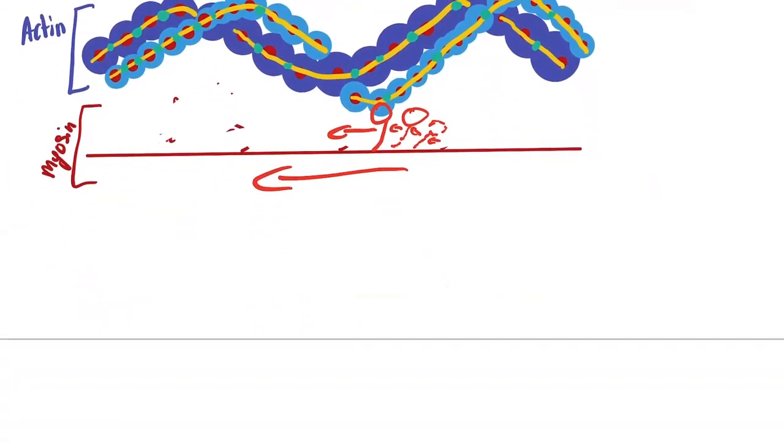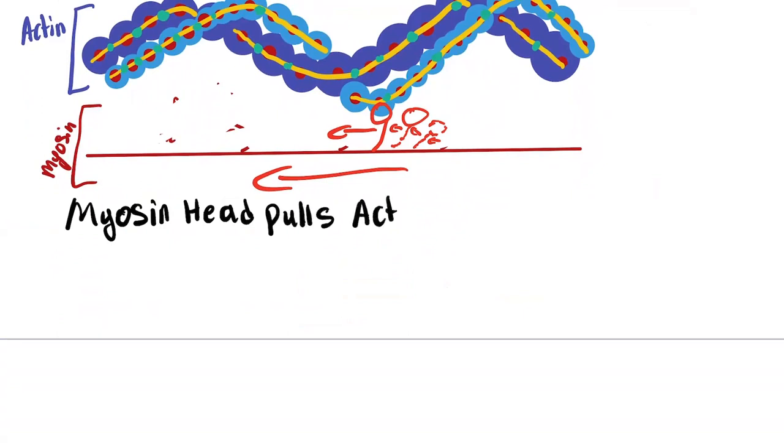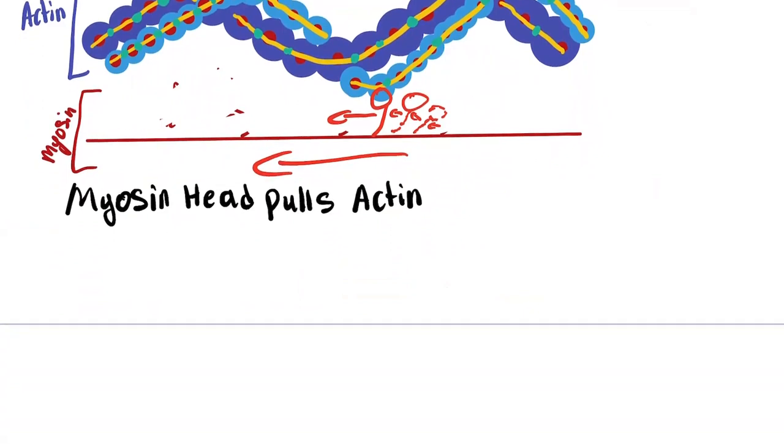So here you have the myosin head pulls actin toward the M line.